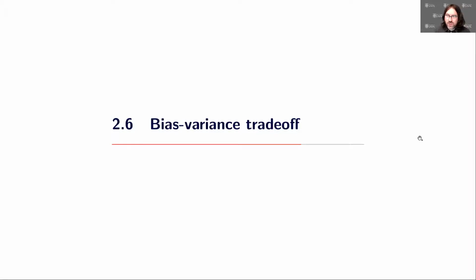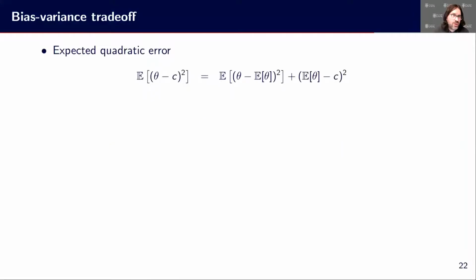Let's now finish the presentation for this week on the bias-variance trade-off. When we are talking about the bias-variance trade-off, we are looking at the decomposition of the error that we have when we are using, for example, the quadratic error. So if we are looking at the expected quadratic error, we are looking at the difference between theta and c squared. We can develop this that way.